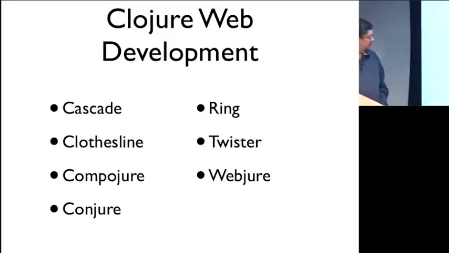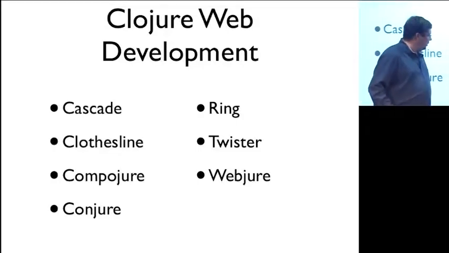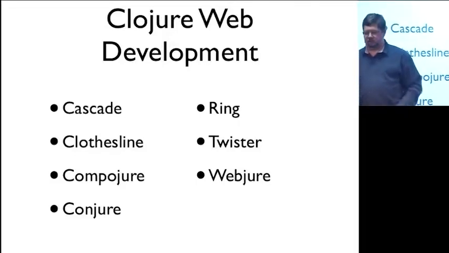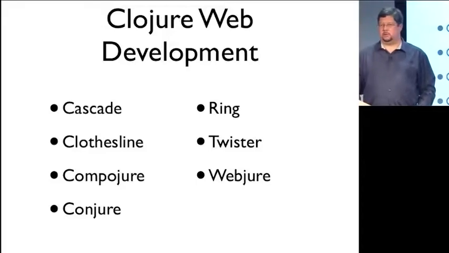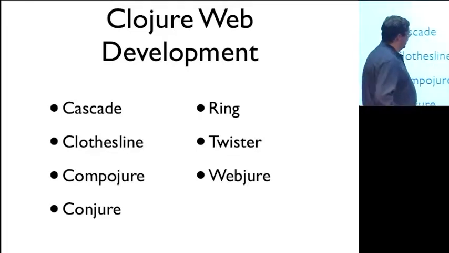Conjure and Twister and WebJure and these other things. The jure suffix seems to be the fad, just like the G prefix was with all the GNU tools, and J with everything Java, but we're already getting tired of that.